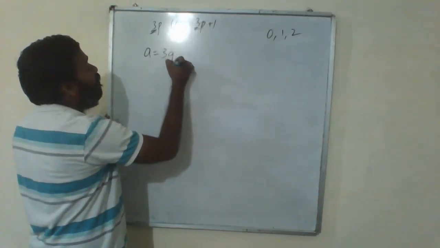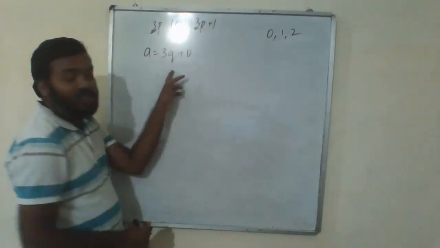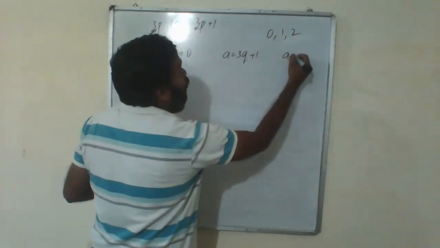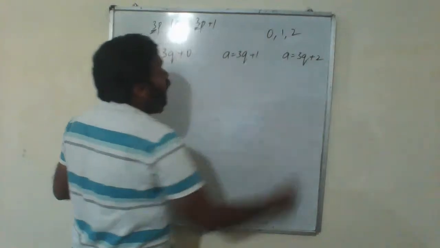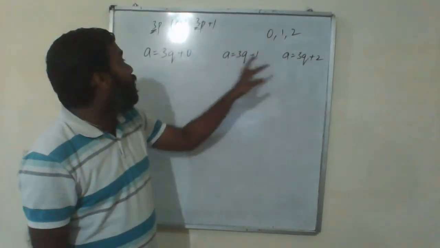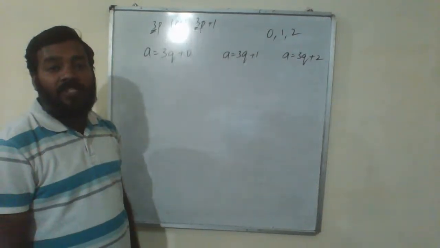So you have to take a equals 3q plus 0, 3q plus 1, and a equals 3q plus 2. Now he has asked us to show that the square of this positive integer should be in the form of 3p or 3p plus 1.